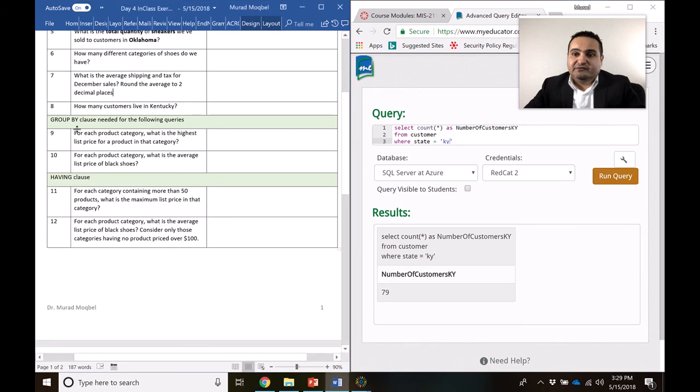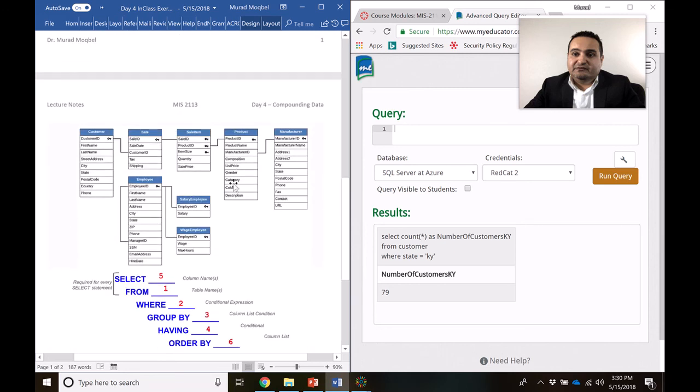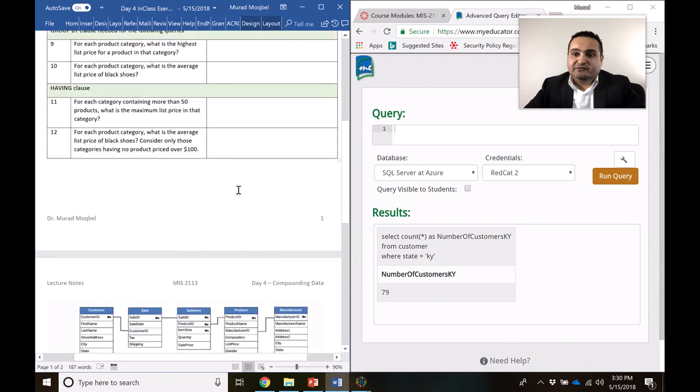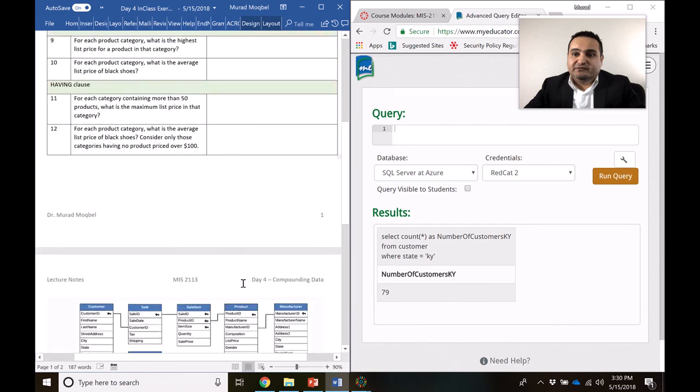So now we will practice with questions that indicate group by. So remember what we say, the keyword is for each or for every, indicates a group or the use of group clause. So let's look at the first question here. So for each product category, what is the highest list price for a product in that category? So for every category, what is the highest price for that category? So I have the list price and I have the category.